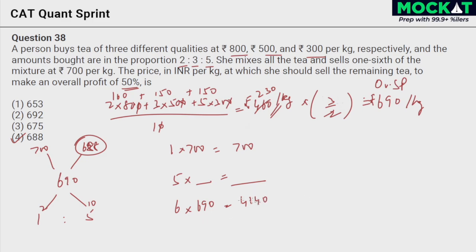I'll use the calculator here. 4140 minus 700 is going to give you 3,440. 5 you have to divide over here. 3,500 by 5 is 700. 60 by 5 is 12. 700 minus 12, you will get 688. It's the same value eventually.